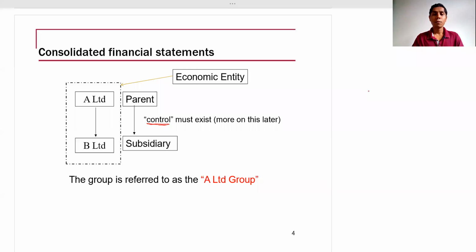Right. Now what I was telling you, how do we name this group? This group is named using the parent's name. Therefore, this group is named as A Limited Group. That is why we can see John Keells group, Hayleys group, Hemas group, and so on and so forth.